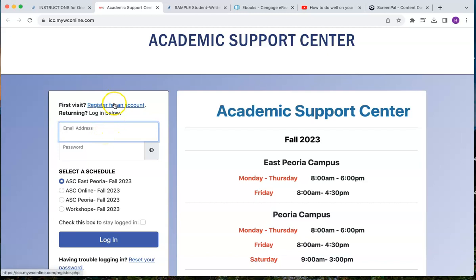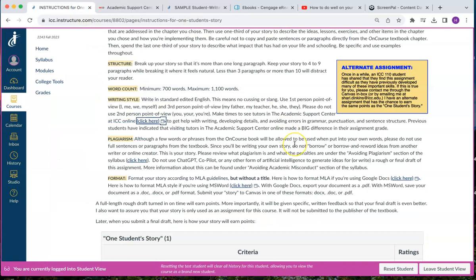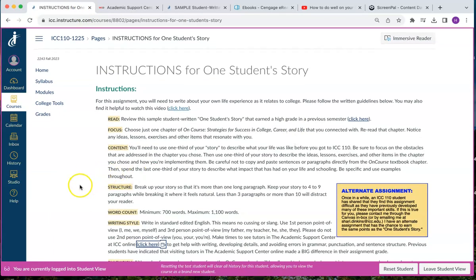But there's a register for an account button. You make a little account, you create your own password, and boom. Most people, once they get onto that, will actually click onto the online only appointments, and you can have up to 1 appointment per day. So very useful. This is a free service. Some of our online tutors are actually teachers here at ICC that are very experienced with my assignments. So please make use of that.